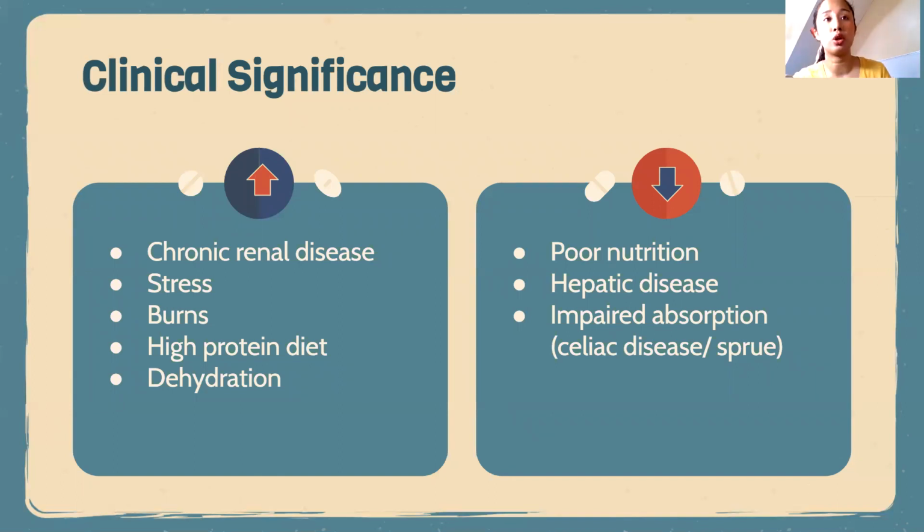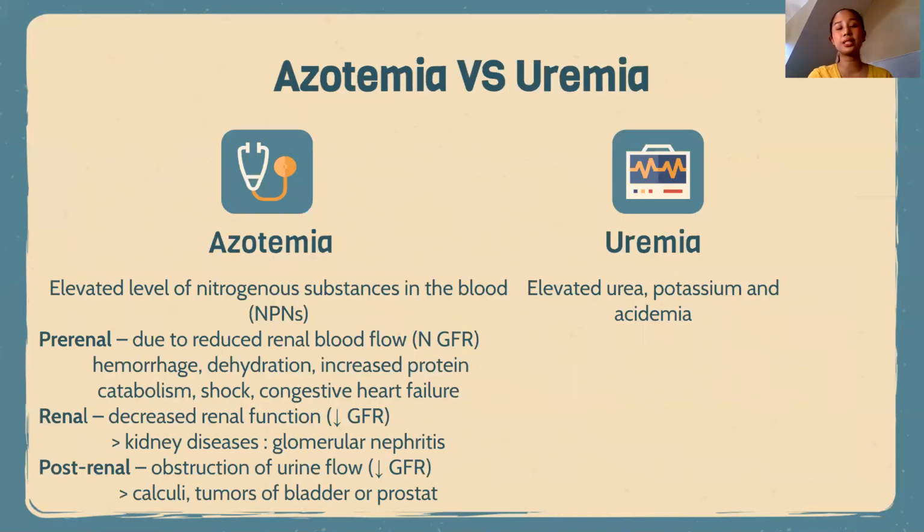So class, expect your BUN to increase if there are chronic renal diseases, stress, burns, or a high protein diet, since there's increased nitrogen in the body. And for nutrition, like I said, or impaired absorption, that's the only time BUN decreases, unless the patient is malnourished or has a malabsorption disease like celiac or sprue, then BUN decreases.